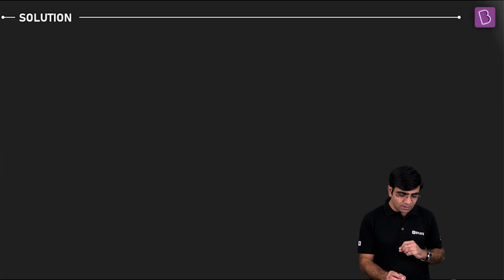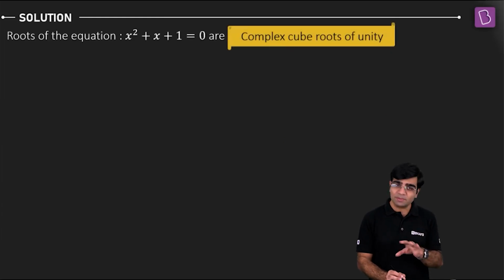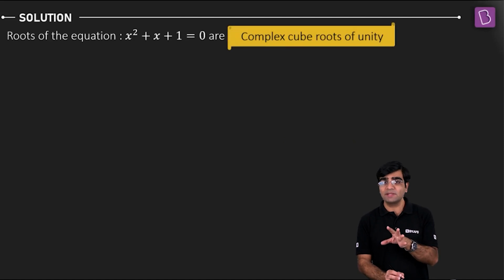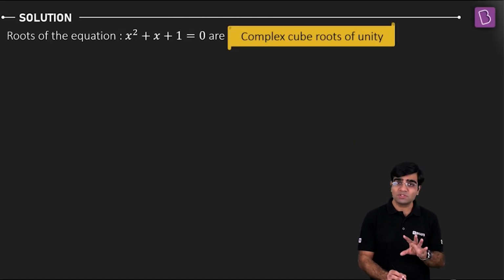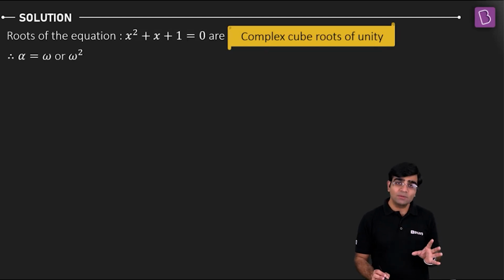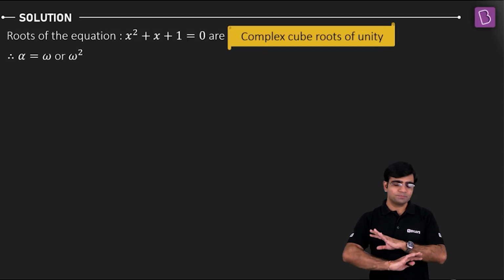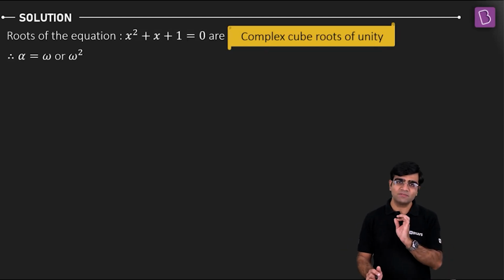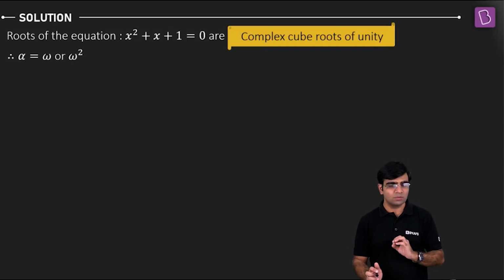So as I said, the equation is x square plus x plus 1 equal to 0. So these are nothing but the complex cube roots of unity, which we will actually be dealing with. Now, the complex cube roots of unity are nothing but omega and omega square. So my alpha value can become either omega or omega square. Sorted. So in the place of alpha, I'll be using the value omega.